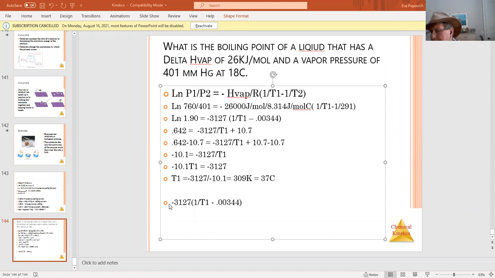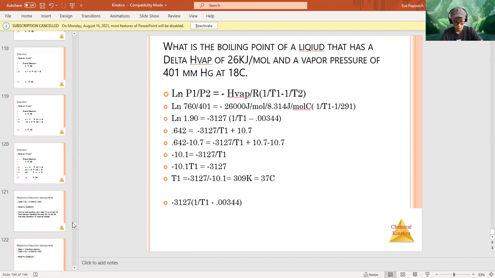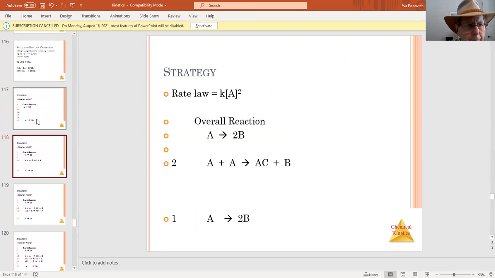Okay. Now, let's get started with these mechanisms. Is everybody seeing the screen? The slideshow? Yes. Okay. All right.